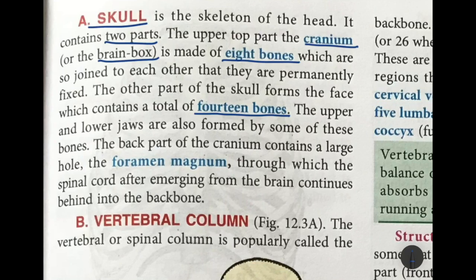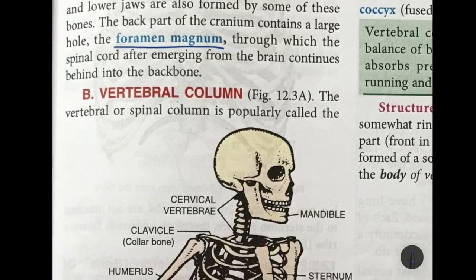Now the back part of the cranium, right at the back above your neck, you will find a hole there which is known as the foramen magnum, and the brain becomes thin at this region and passes through the foramen magnum into the backbone.